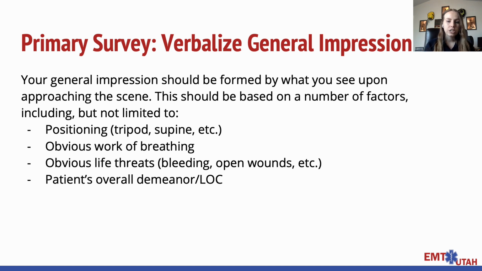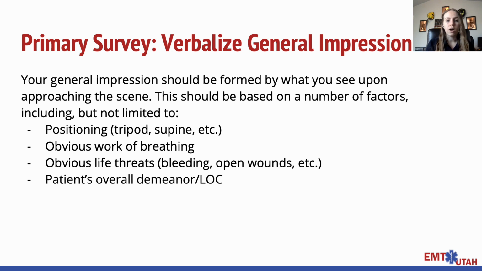The general impression is just what you see when you come up on the scene, what your patient looks like, what their demeanor is, all of those things that can give you valuable information as to what's going on. So this could be the way that they're positioned. Maybe they're laying on their back, or maybe they're laying on their stomach. Maybe they're bent over, having an obvious hard time breathing. That leads us into obvious work of breathing.